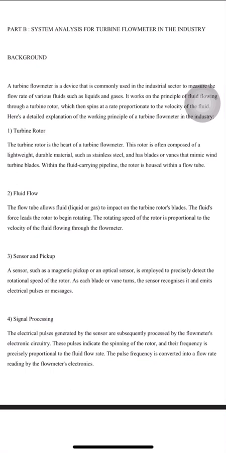Sila. Today, as you can see on the screen, our topic today is system analysis for turbine flowmeter in the industry. And the background is a turbine flowmeter is a device that is commonly used in the industrial sector to measure the flow rate of various fluids such as liquid and gases. It works on the principle of fluid flowing through a turbine rotor, which then spins at a rate proportionate to the velocity of the fluid.